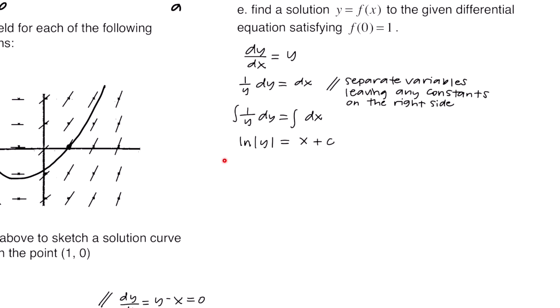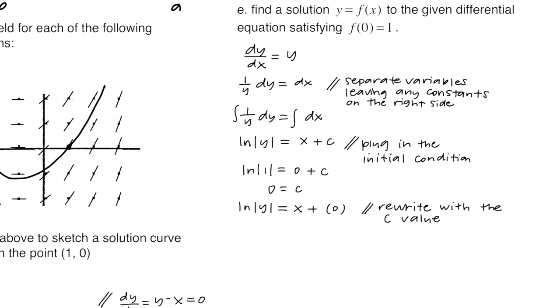So once you get to the point where you have c in the problem, you're going to plug in the initial condition. So we have f of 0 equals 1, so that means x equals 0 and y equals 1. And by plugging the initial condition in, you can solve for c. The absolute value of 1 is 1, ln of 1 is 0, so you end up getting that c is equal to 0. Next, you're going to take this value and you're going to plug it in the first place where c showed up. And next we're going to solve for y, so we're going to get this into the form of y equals f of x.